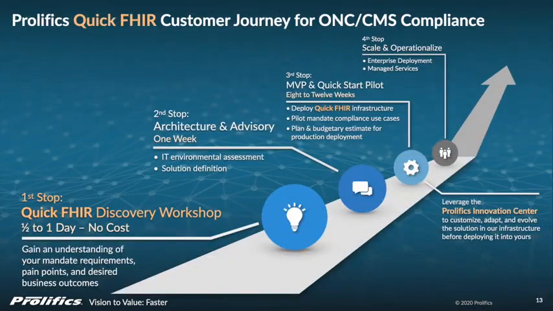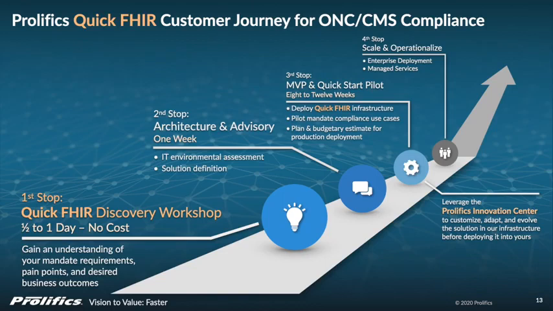So let's take a look at the Prolifics customer journey as it applies to Quickfire for ONC CMS mandate deployments. The Prolifics customer journey is a 4-phase process that begins with a 1/2 to 1 day Quickfire discovery workshop. In the Quickfire discovery workshop, our FHIR integration and data experts will sit down with your team at no cost to you. We'll discuss your mandate requirements, your desired business outcomes, as well as going over your existing IT landscape. We'll map those to a plan that shows what moving forward with a Quickfire deployment would look like.